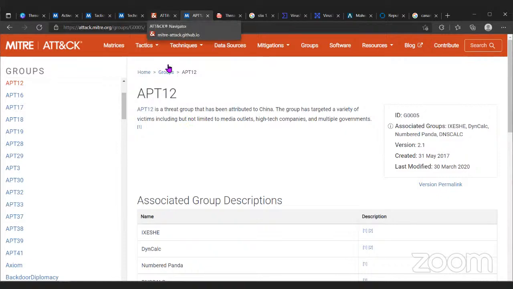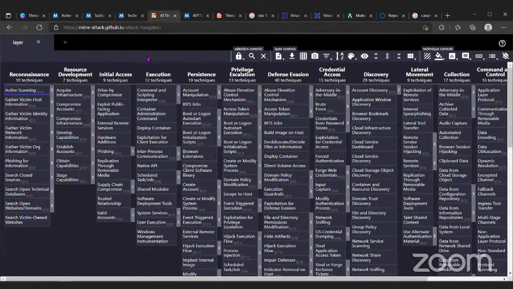And MITRE ATT&CK also has what you call the MITRE ATT&CK Navigator. Here you can look at the techniques, and look at your IOCs, which are your indicators of compromise, and map them according to the framework that is laid out. Once you finish mapping them, you can attribute them, and you can find ways to mitigate them also.